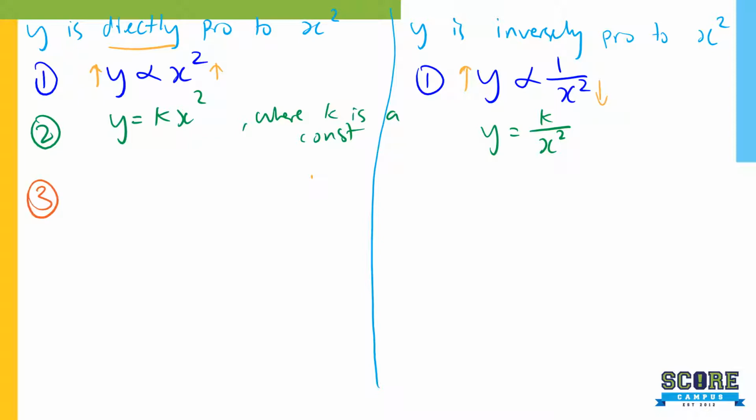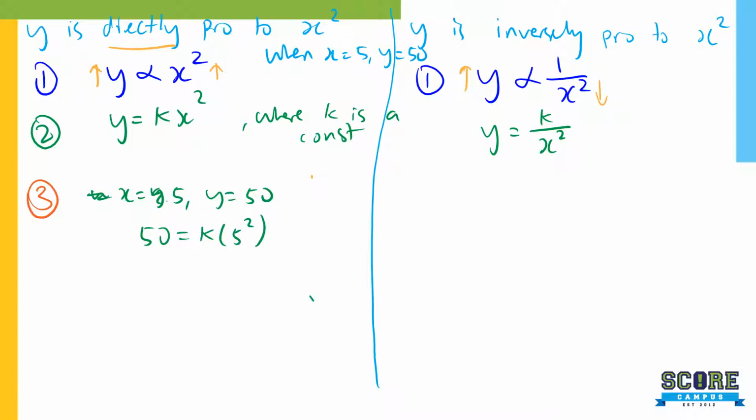Step 3, at this point, you should be given some values, right? In the question itself, something will be given to you where it says that when x equals 5, y equals, let's put 50. Okay? When x equals 5, y equals 50. Let's just use these same values for both sides. So you sub it in. You sub it in and you get 50 equals k times 5 squared.